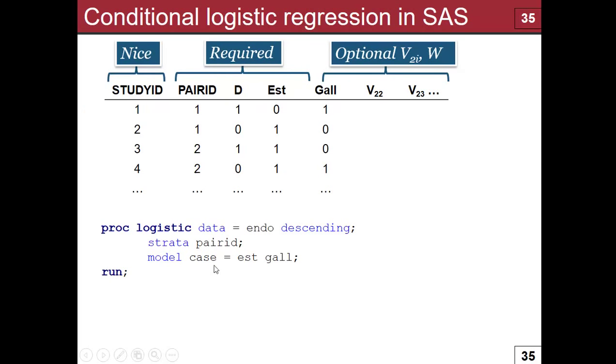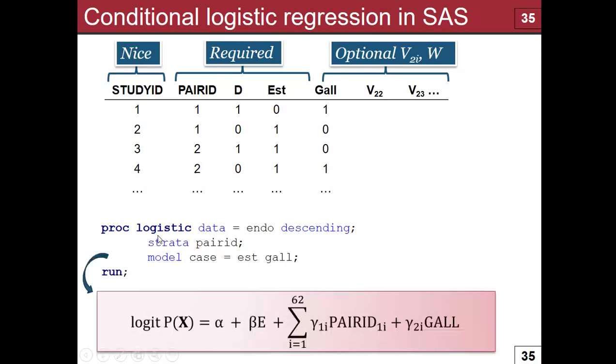And this is really what you do. It's a slight modification to your logistic code, where you have your standard model statement, but now you have something called the strata statement. This is essentially telling SAS to fit a conditional model. SAS will switch its output and say it is running conditional logistic regression. It's fitting a different likelihood that is stratifying on the pair ID.